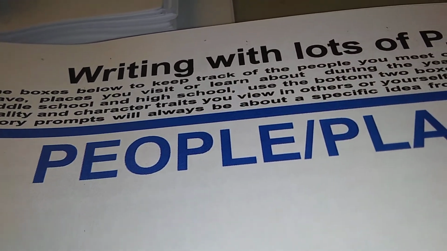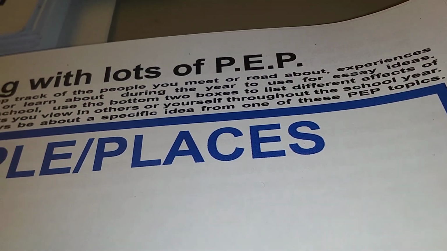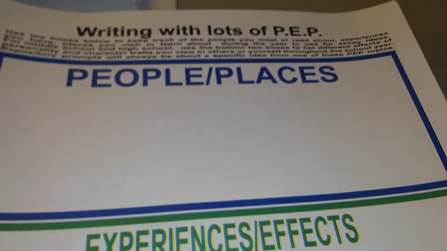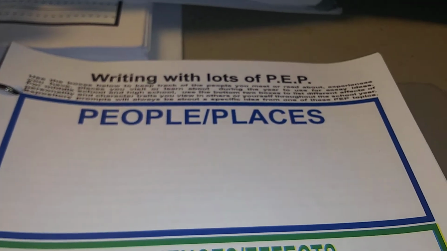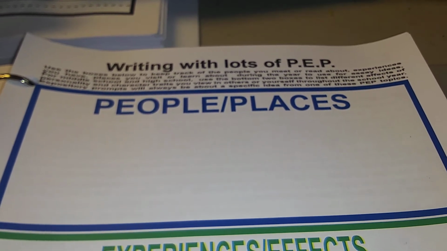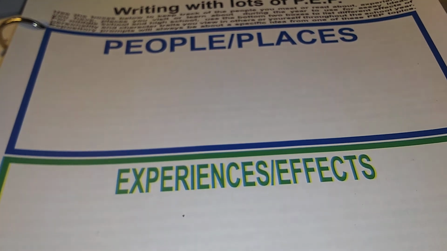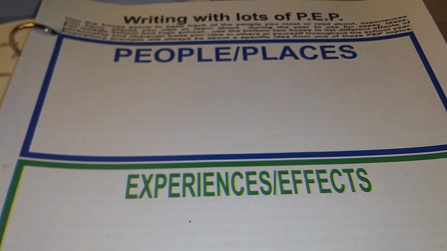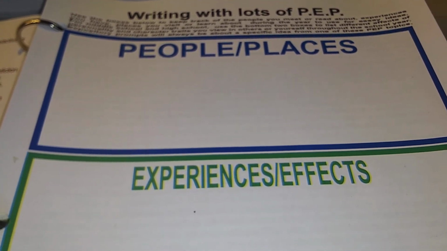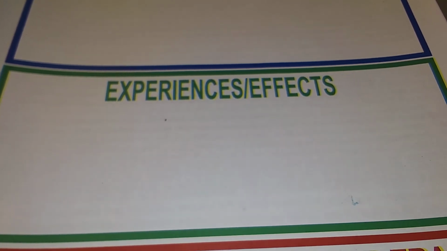Expository prompts will always be about a specific idea from one of these PEP topics. And as I've mentioned several times, all of the prompts for elementary have always been about one of the 5 W's. One person, who. One place, where. A when. So when they go to talk about the where and the when, they can talk about why the time of day or the time of the year or that season was important. The what is the experience? What was the effect?